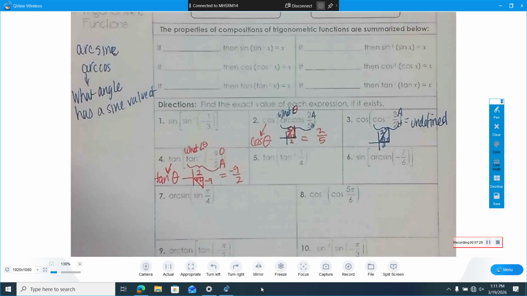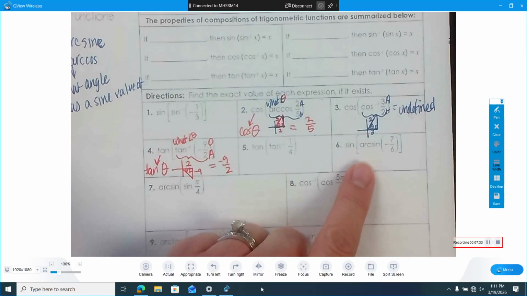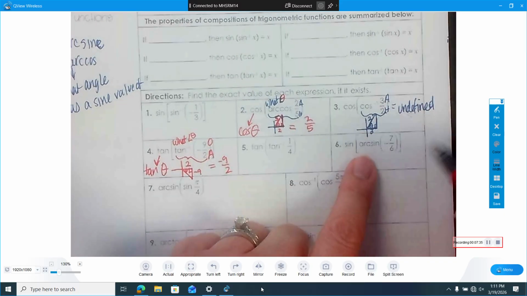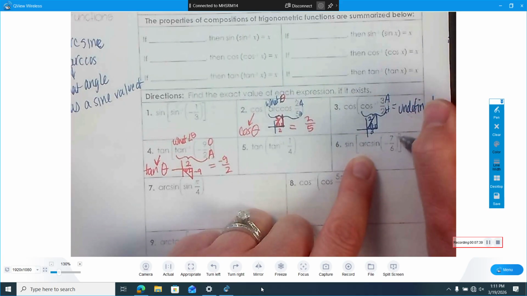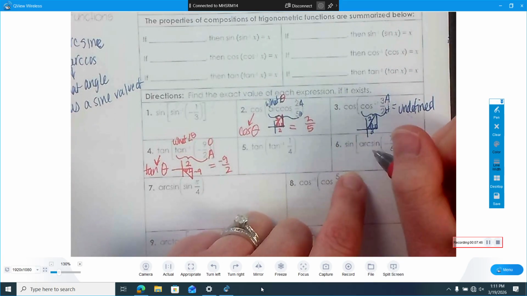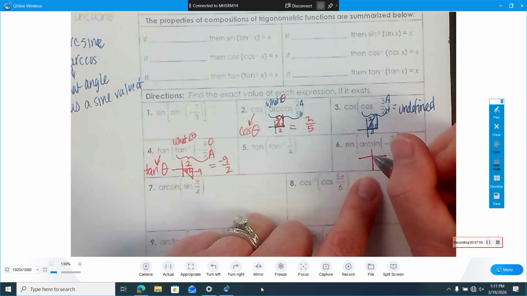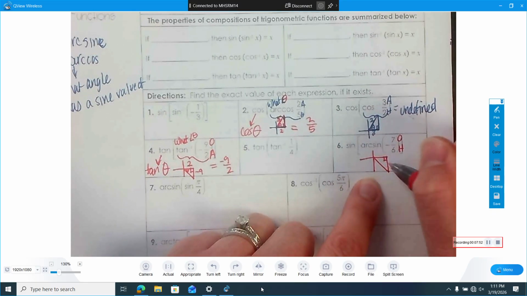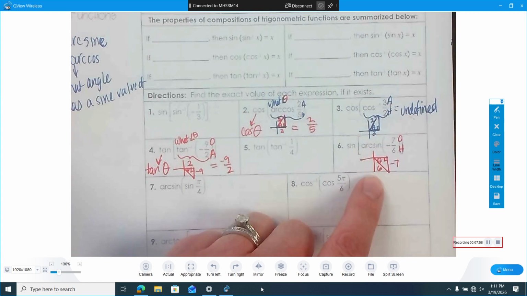Okay. All right. Let's look at number 6. Again, this is draw the angle that has a sine ratio of -7/6. So again, sine is opposite over hypotenuse. This is negative, so I have to draw it down here in quadrant 4. So there's my angle theta. The opposite side would be -7, and the hypotenuse would be 6.